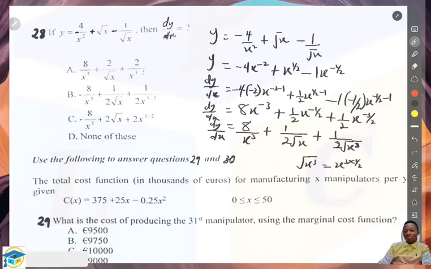So let's see which of the options will meet this criteria, and then we are good to go. So A is out, B is also out, C is also out, right? So therefore we can go for D, none of these, right? So that's how it should be, because this is what we are getting at the end of the day. So let's take note of that.